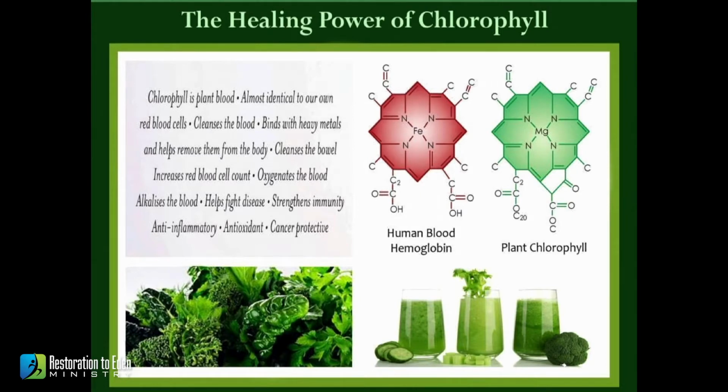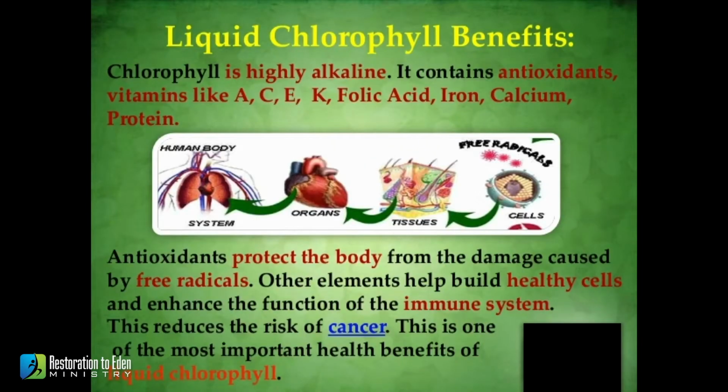Again, this slide shows basically the same thing as what I've already shown. Chlorophyll is plant blood, and it actually shows the same diagram right there with the human blood hemoglobin and the plant chlorophyll. And it also shows examples of all the different greens, and also green smoothie, which we're gonna make a little later. Okay, liquid chlorophyll benefits. Chlorophyll is highly alkaline. Okay, so we all know from science that if a body is alkaline, no disease or any illness can survive.